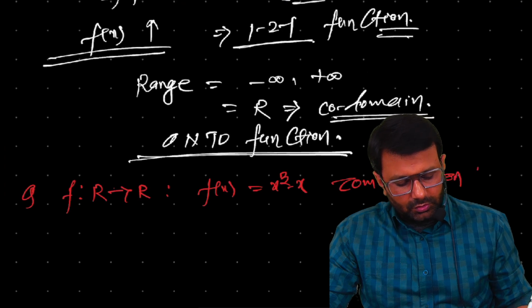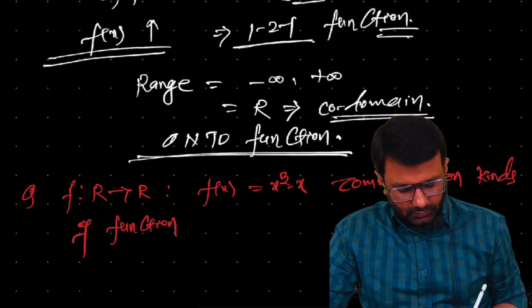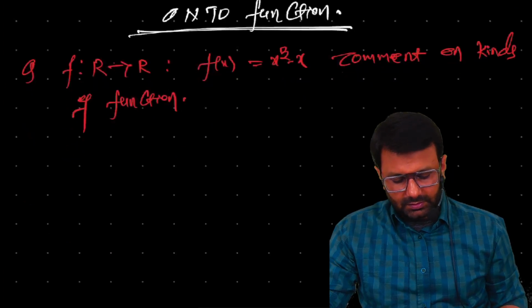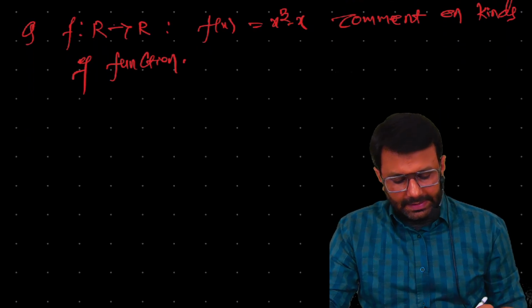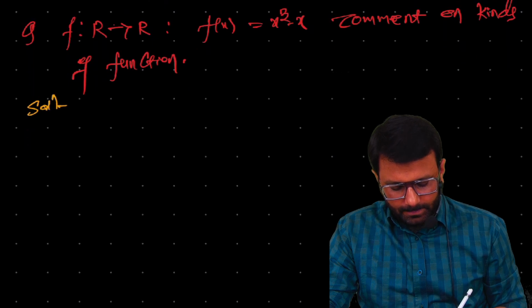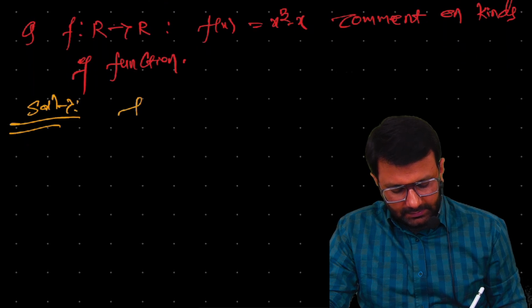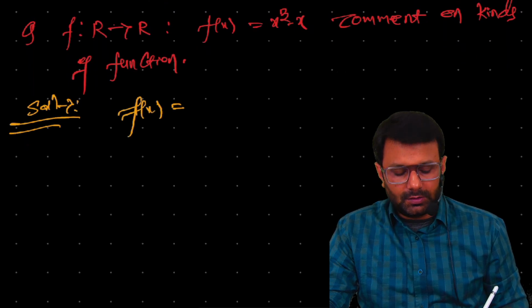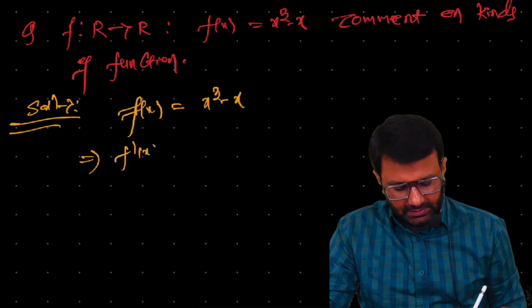Now comment on the kinds of function. Now you solve by yourself and tell me the answer. Clear? Tell me the answer. So what is f(x) given? f(x) is equal to x cube minus x. So what is f dash x? f dash x is equal to 3x square minus 1.